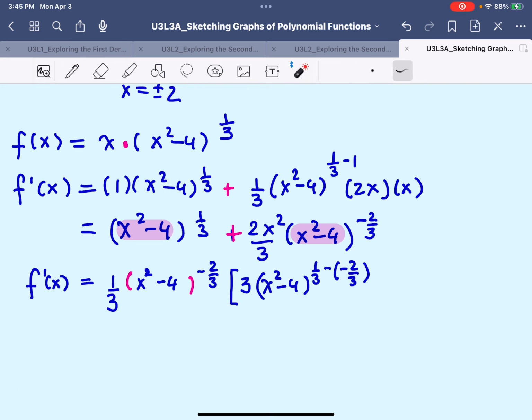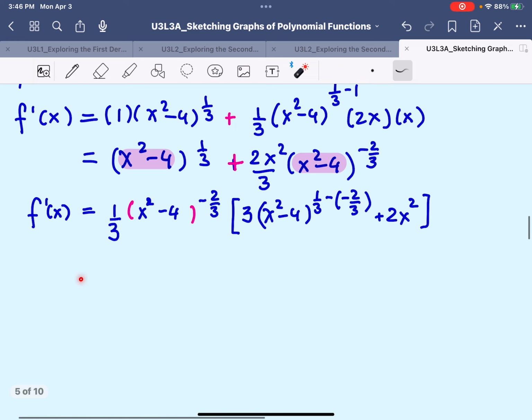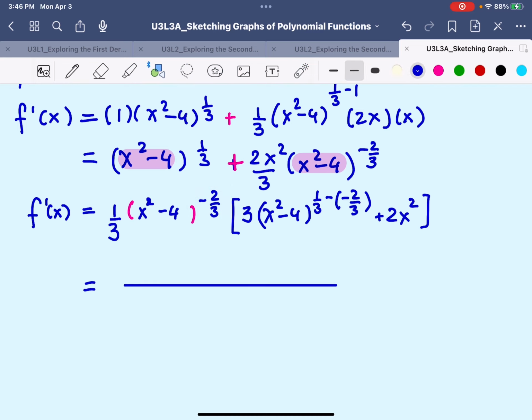Next, we are going to look into the second group of terms. So 1/3 is out, 2x squared is still in. X squared minus 4 power negative 2 over 3 is all out, so that's all we're left with. So I'm going to rewrite the derivative equals. Now you see that we have a negative exponent. We want to make that positive, so we have to bring it down to the denominator, where the denominator 3 is waiting for it. So we get x squared minus 4 to the power 2 over 3 here.